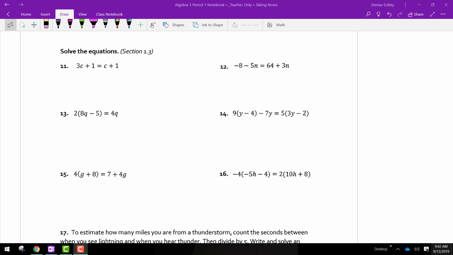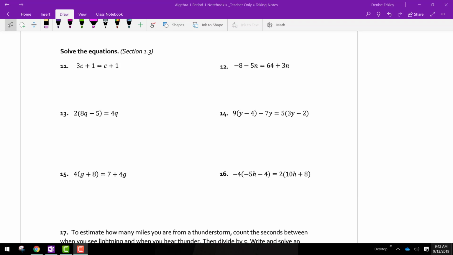This is part 2 of the review for the quiz on solving linear equations. Just like the first part, I am going to work out a few of the problems and then the video will stop and you guys will work out the other ones.